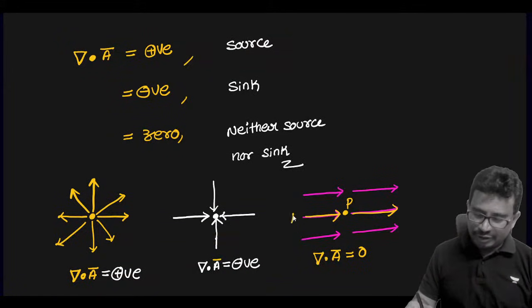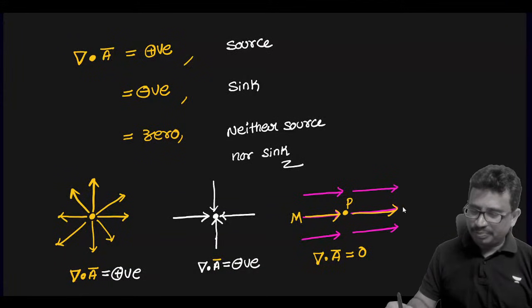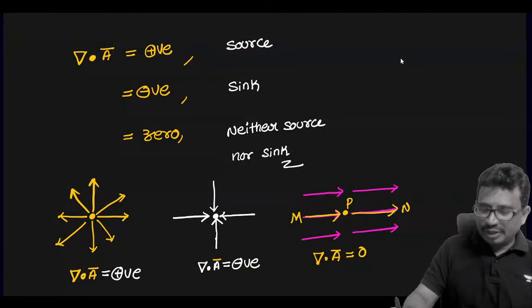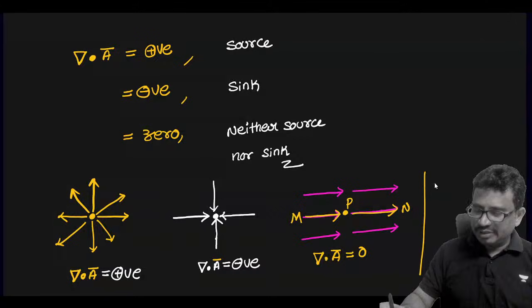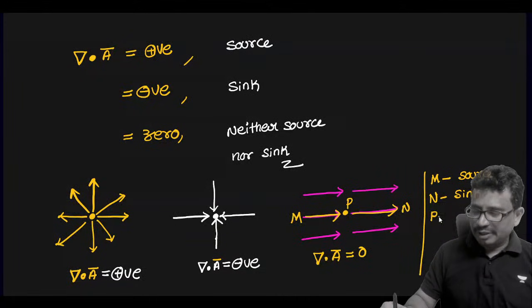Now if I call this M, this P, this N. What can I call M? I can say this is the source. And N is a sink. And P is neither source nor sink. So that's why its divergence is 0.